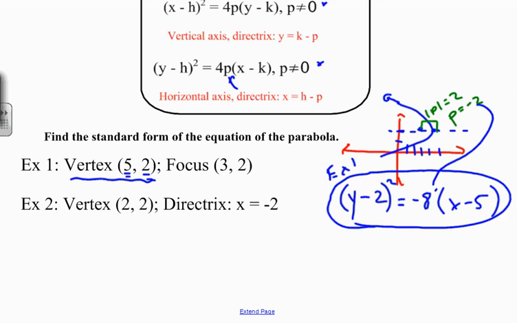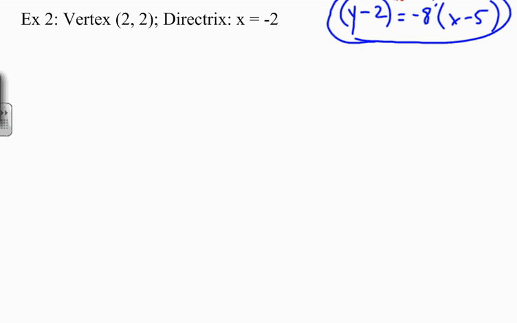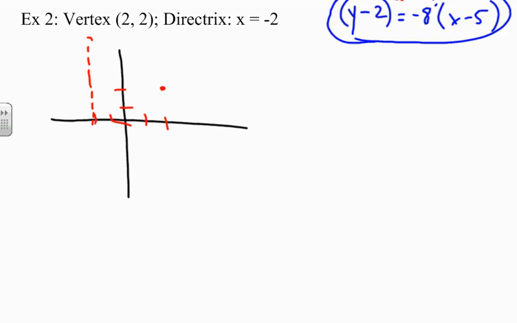In example number 2, we're given some other criteria. We're going to find this equation. In this one, what we have is a vertex once again, which is (2, 2), and we're going to graph this: 1, 2, 1, 2. And we have a directrix which is x equals negative 2. So x is going to be negative 2 right here. So that means it's going up and down. So x equals negative 2.